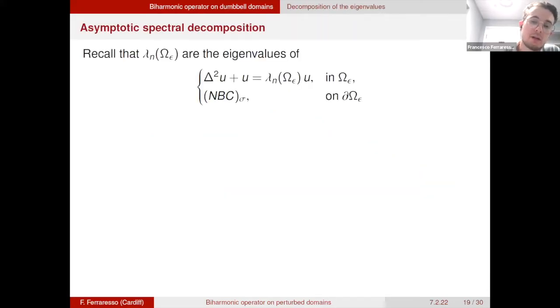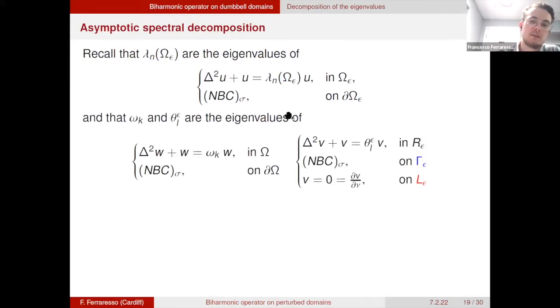Now, we are looking at the eigenvalues of the biharmonic operator in the Dumbbell. And what you can prove is that there is a sort of asymptotic spectral decomposition. So in the limit, the eigenvalues will be close to those of either one of these two problems, either to the eigenvalues of the biharmonic operator in omega, or to the eigenvalues of a mixed problem with Neumann and Dirichlet boundary conditions in the channel R epsilon.